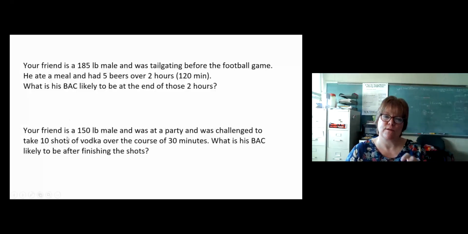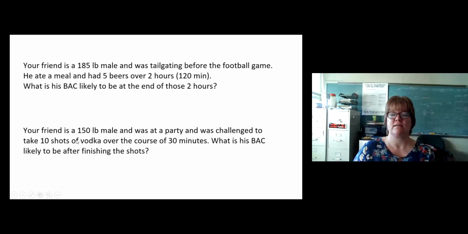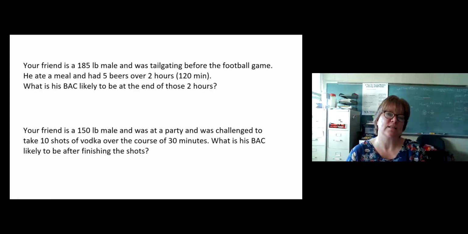So we will run through these in class. I have a couple of examples, and we're going to actually calculate, under these conditions, what we expect the blood alcohol content would be at the end of a certain amount of time of consuming a certain amount of alcohol, and get a sense of what drunk would look like.